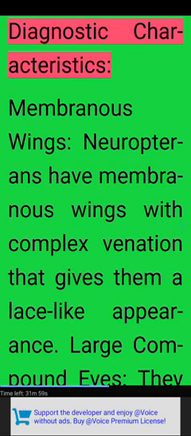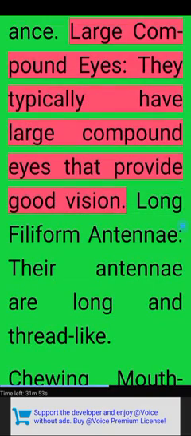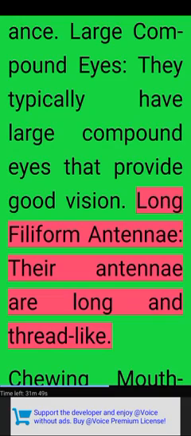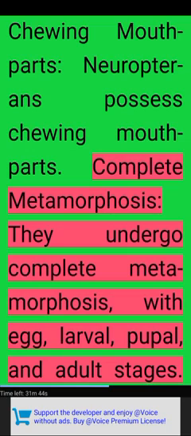Diagnostic characteristics. Membranous wings. Neuropterans have membranous wings with complex venation that gives them a lace-like appearance. Large compound eyes. They typically have large compound eyes that provide good vision. Long filiform antennae. Their antennae are long and thread-like. Chewing mouthparts. Neuropterans possess chewing mouthparts. Complete metamorphosis. They undergo complete metamorphosis, with egg, larval, pupal, and adult stages.